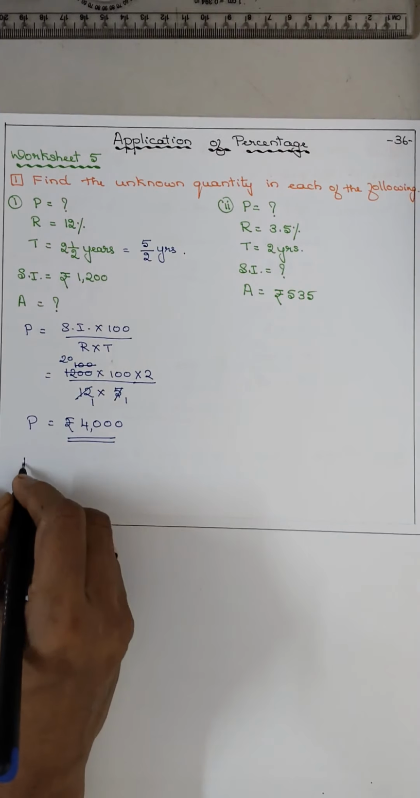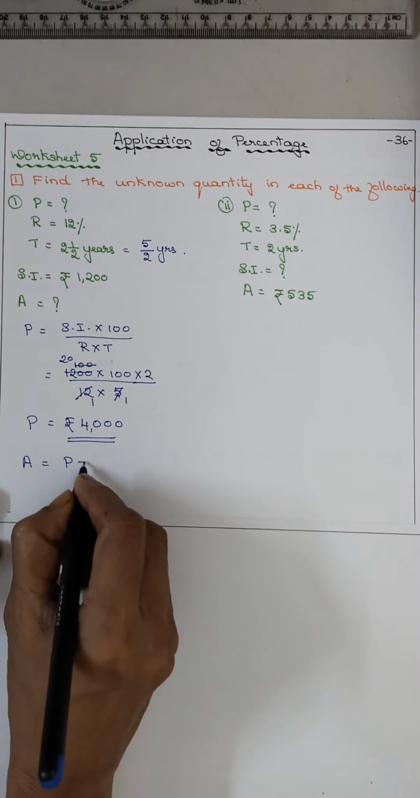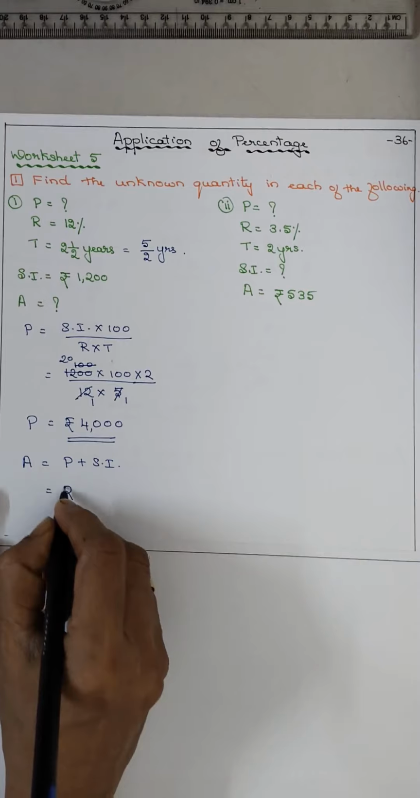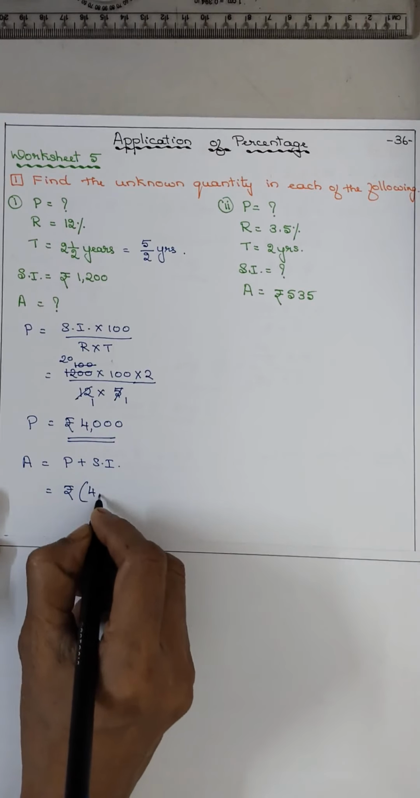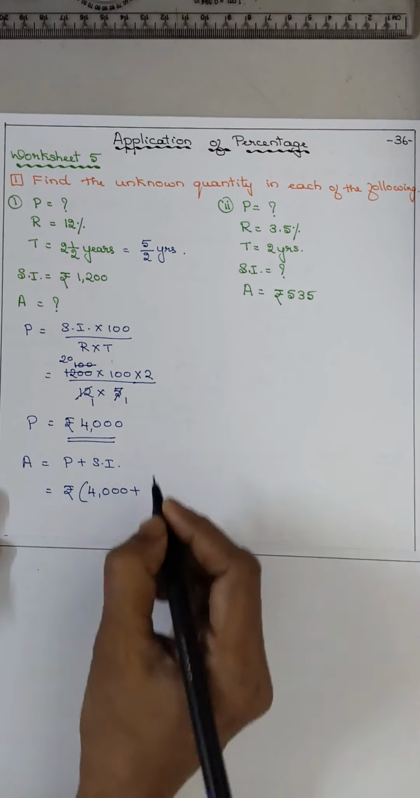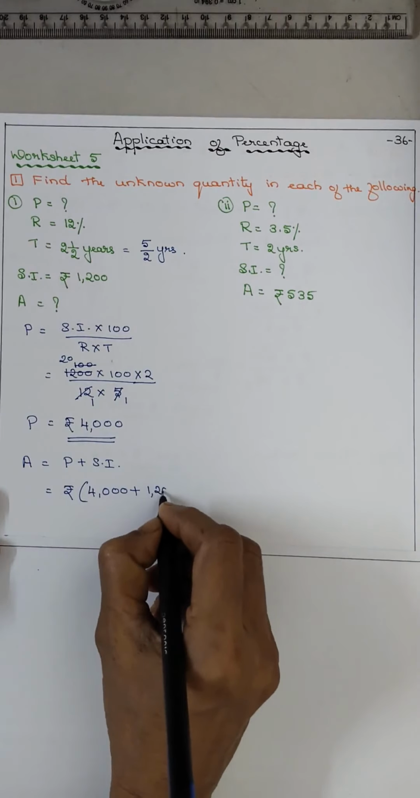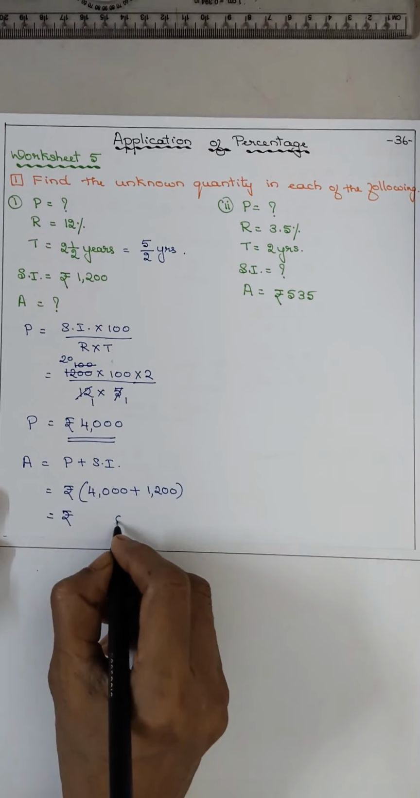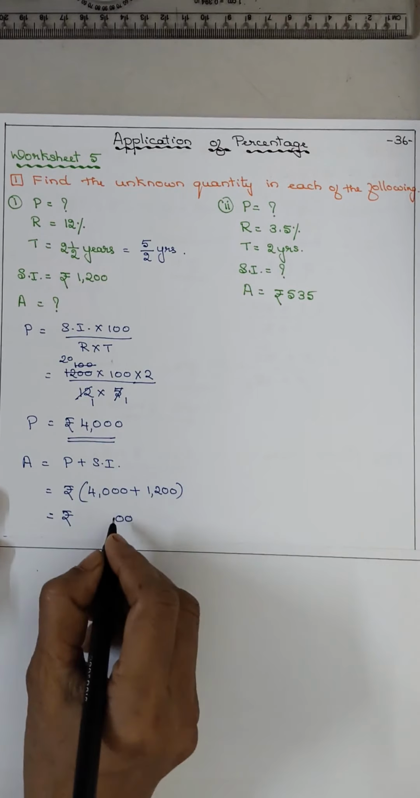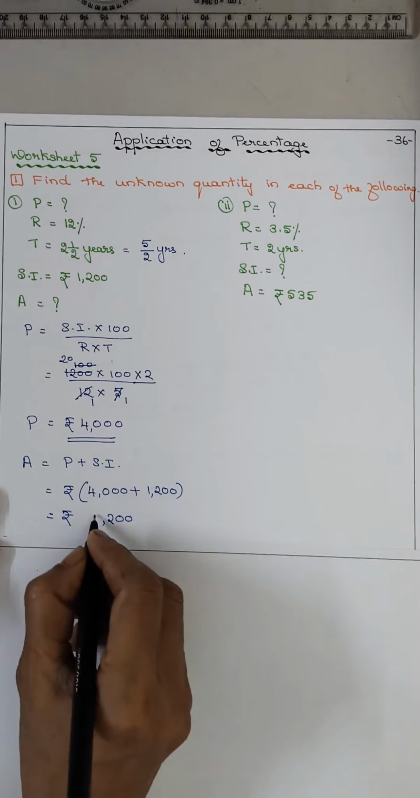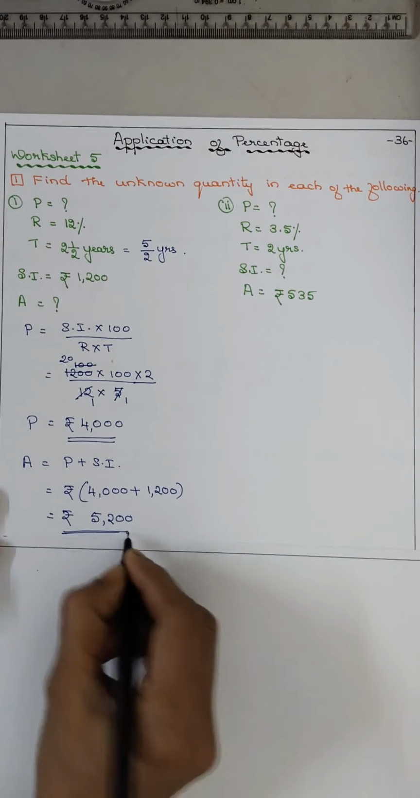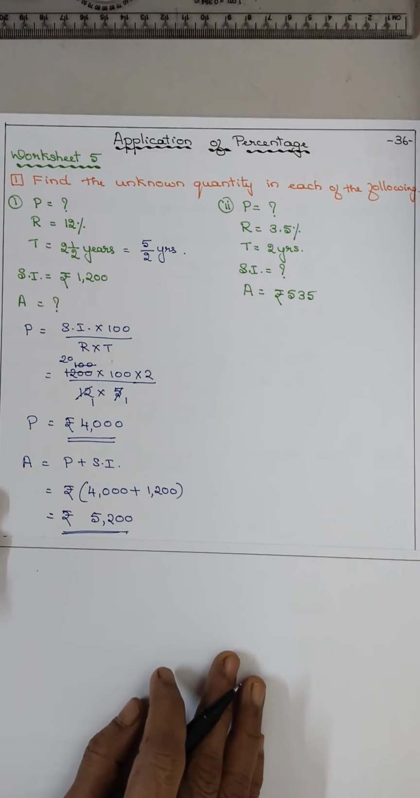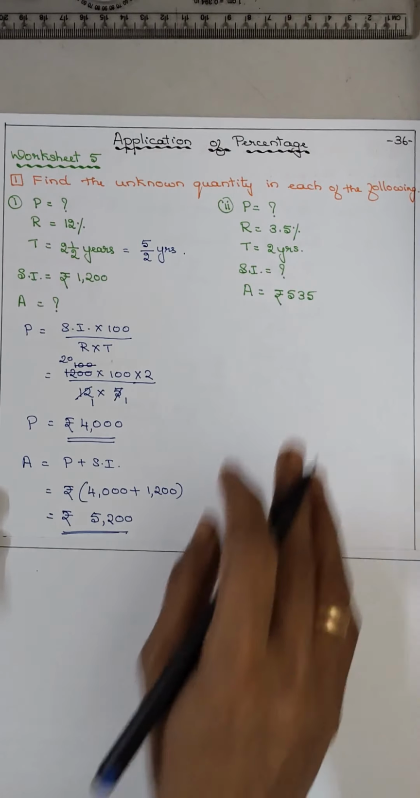Now find out amount is equal to principal plus SI. Principal is rupees, just now we got 4000 plus SI is 1200. So the answer is rupees 5200. Is it clear? This was a direct question.